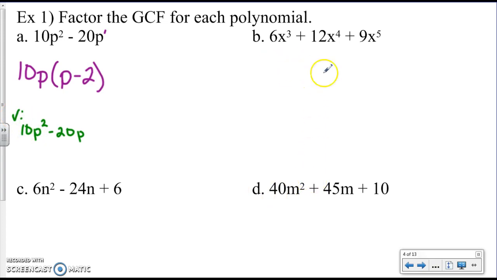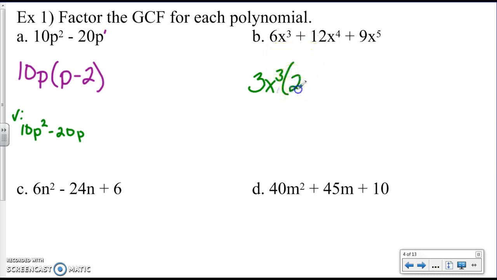Okay, next problem, GCF. I can divide 6, 12, and 9 all by 3. And then notice that they all have x's. So I'm going to look for the smallest exponent for my x's. I have a 3, a 4, and a 5, so my smallest is 3. So my GCF is 3x to the third. I'm going to go ahead and divide to figure out what's left over.